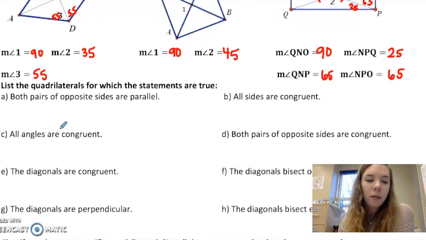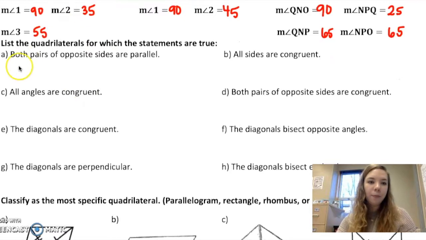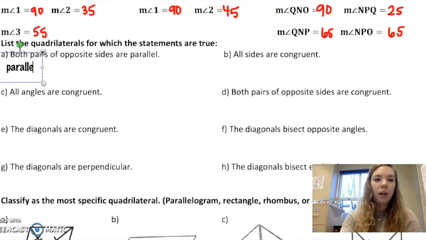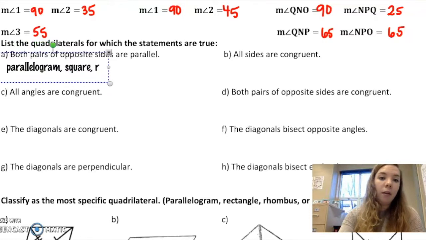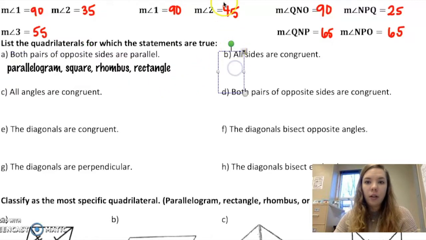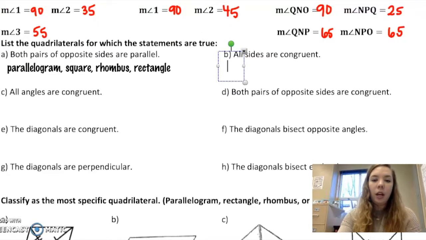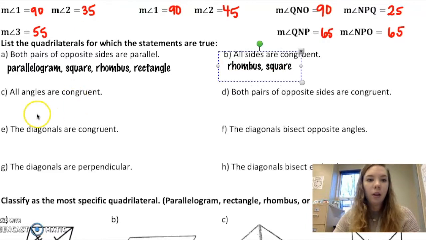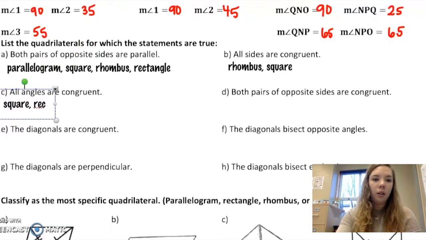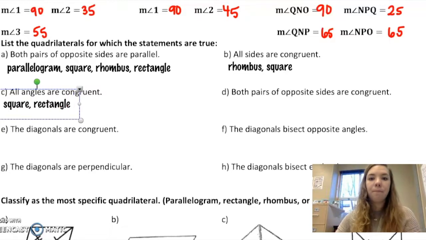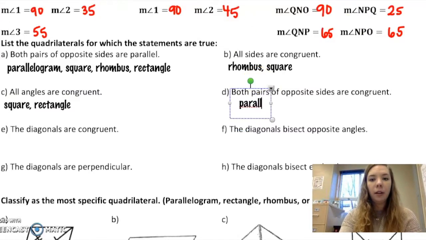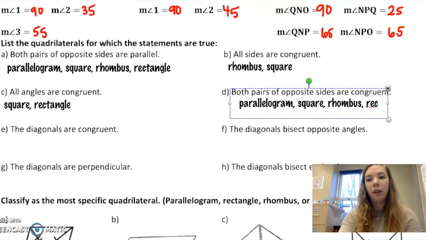List the quadrilaterals for which the statements are true. Both of the opposite sides are parallel would be a parallelogram, which means it's all of them: parallelogram, square, rhombus, and a rectangle. All sides are congruent is only true in a rhombus and a square. All angles are congruent is true for a square and a rectangle. They're all 90. Both pairs of opposite sides are congruent is true for all 4 types. So parallelogram, square, rhombus, and rectangle.